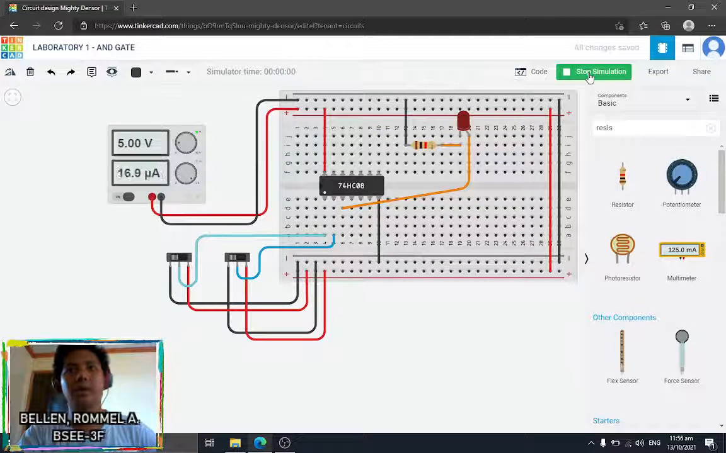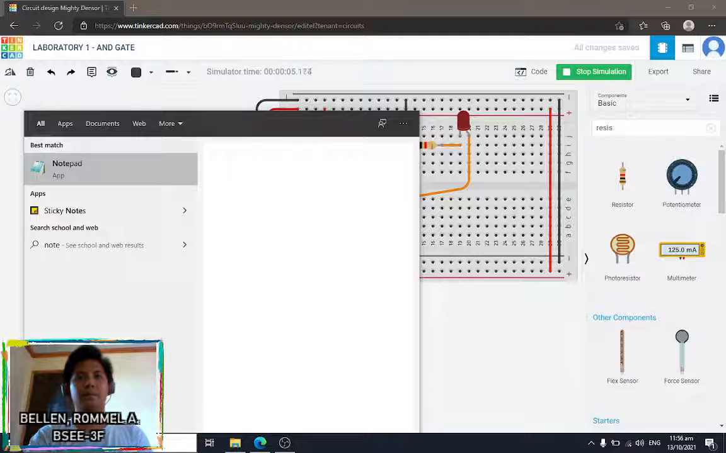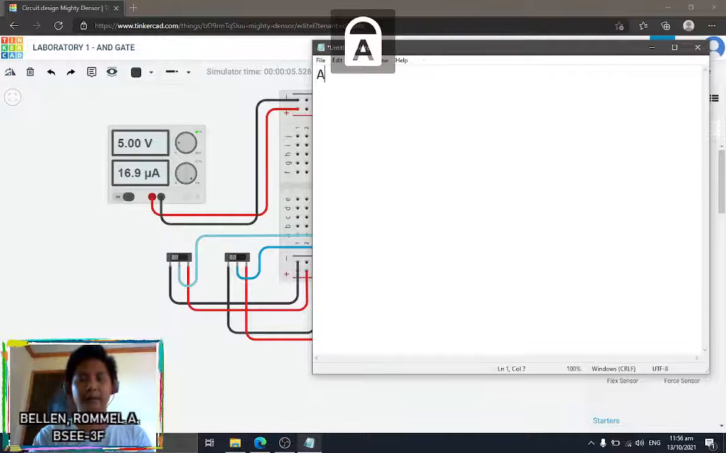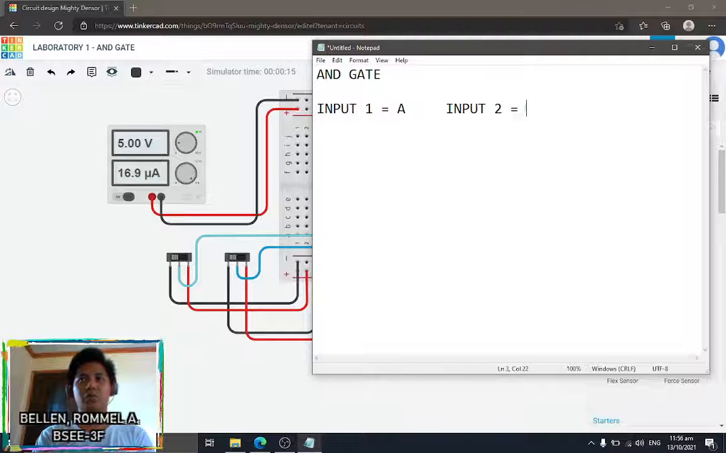Okay, start simulation. Okay, so for our AND gate, here's our input 1, which is A, our input 2, B, our output, C. If it's 0, and this was 0, we'll get a 0. If it's 0, and this one, we'll also get a 0. If this one, and this is 0, still, we're gonna get a 0. If it's both 1, then only that time we'll get an output of 1.